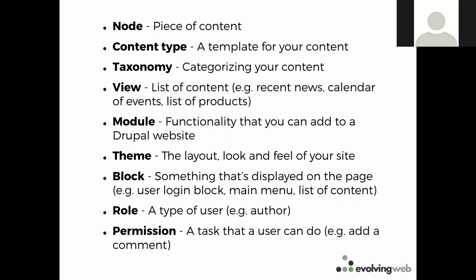You're also going to hear about views. A view is a list of content. So this could be lots of things, anything from a list of recent news that you're putting on your homepage. It could be a calendar of events. It could be a grid of products if you have an e-commerce website. So there's really lots of ways that you can use this tool, but basically views gives you the ability to list content. So on any website you've looked at, I'm sure that you've seen listings of content. And so this is how you can build that with Drupal.